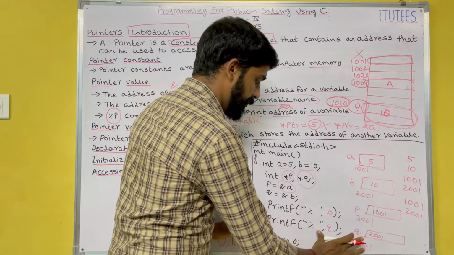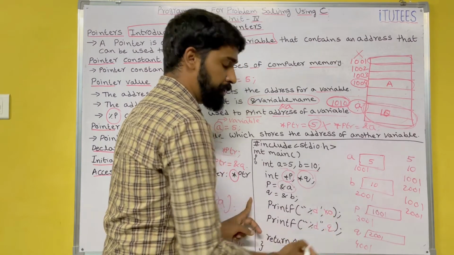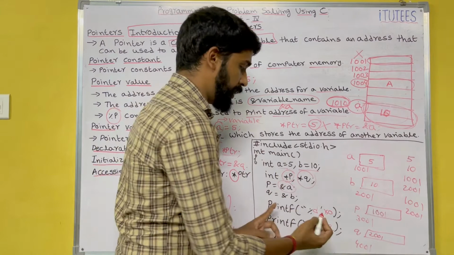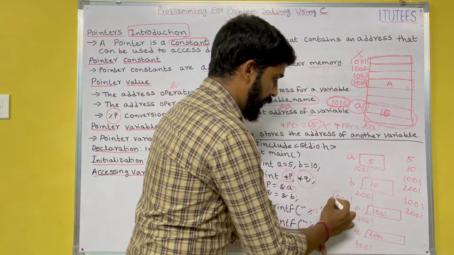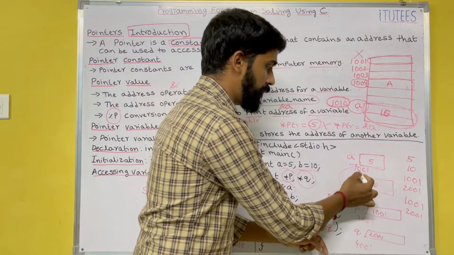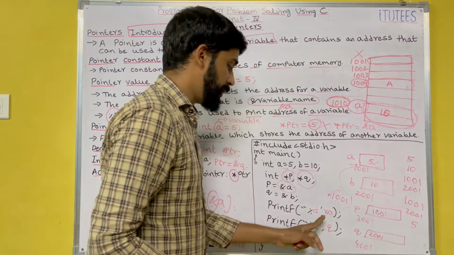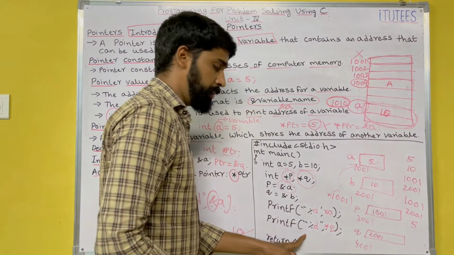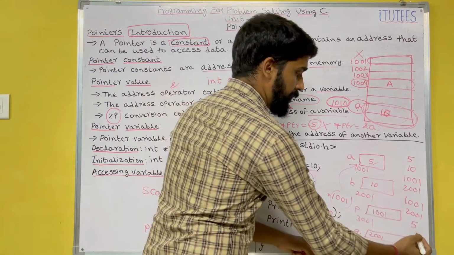Instead of percentage p, you are going to use d, with asterisk p. What is the asterisk operator? It is the dereferencing operator. Dereferencing means: what is the content in p? 1001. Dereferencing to this address means go to this address. The content at 1001 is 5, so the output is 5. Similarly, if you use asterisk q, it displays 10 as output.